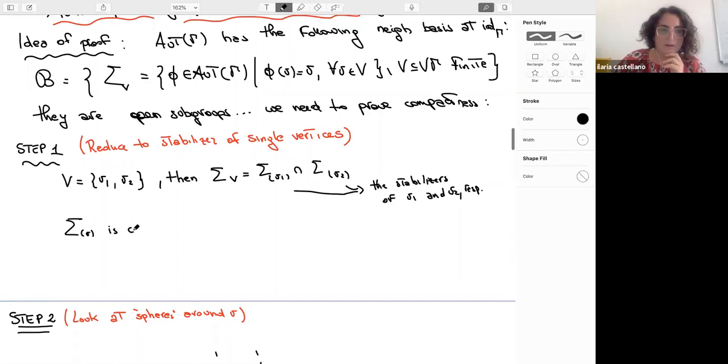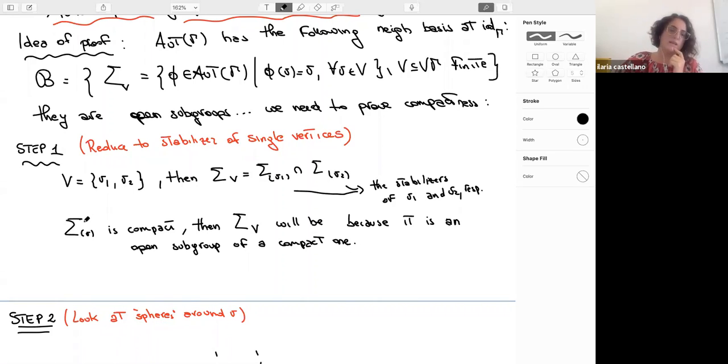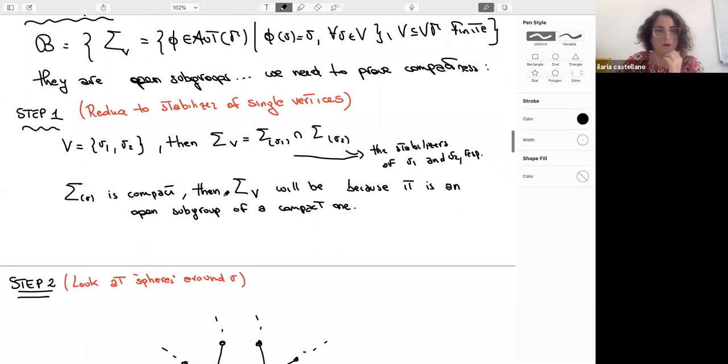But if I'm able to prove that the stabilizer of a single vertex is compact, then sigma V will be an open subgroup of a compact one, because sigma V is contained in the stabilizer of the single vertex. So if this one is compact, then this one is open inside the compact one, but open subgroups are closed. So again, this one is compact. So it's sufficient to prove the claim for a stabilizer of single vertices.